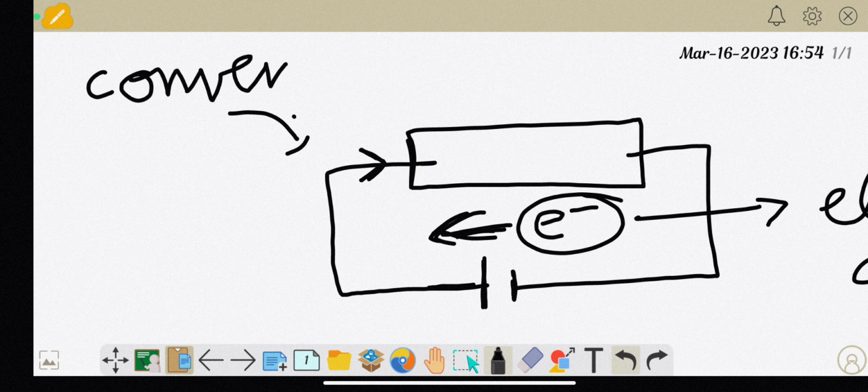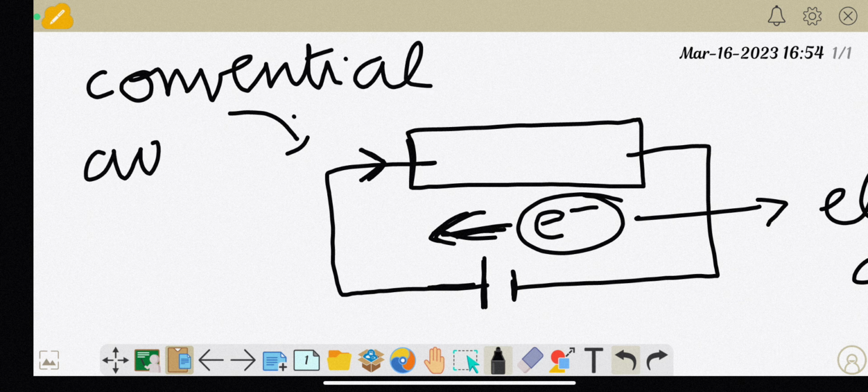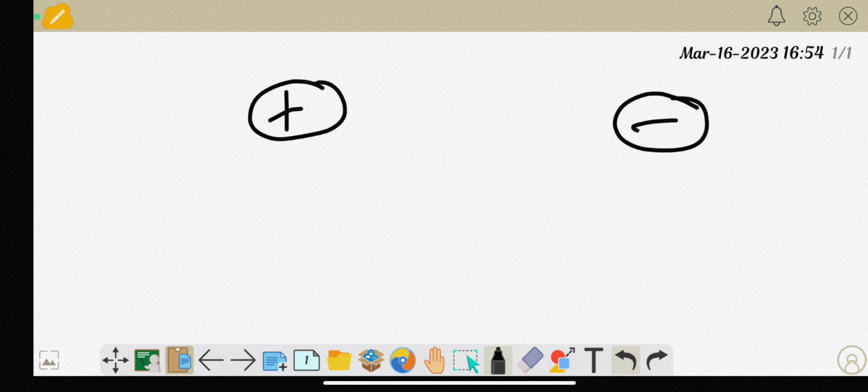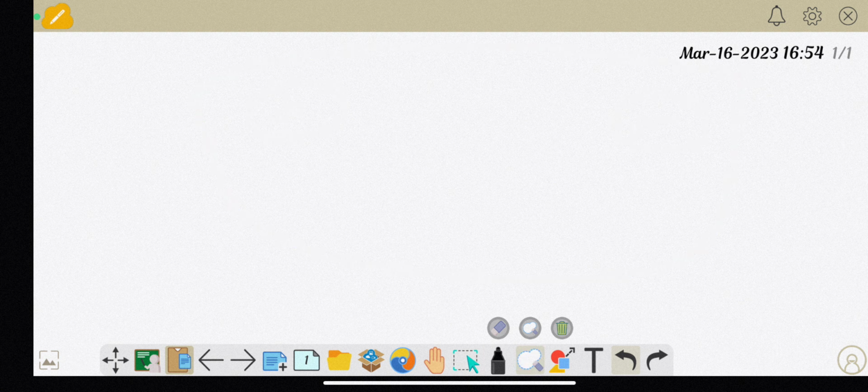Okay, so in whatever circuits you see, the direction of current is always given from positive to negative. If somebody asks you what the direction of current is, you always have to say positive to negative, and the direction of current is always opposite to the direction of flow of electrons. Did you understand this concept?